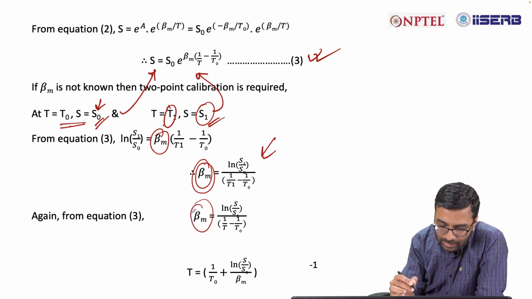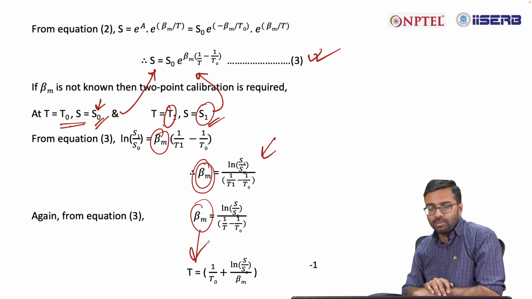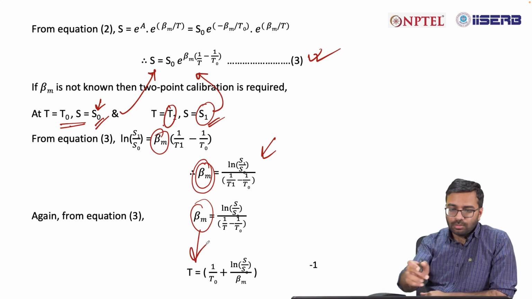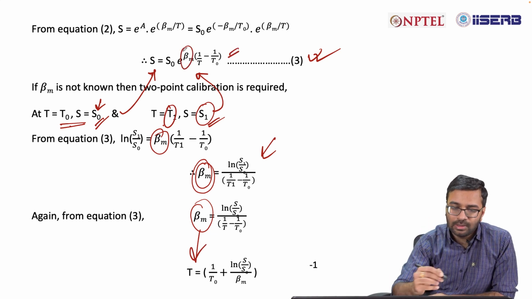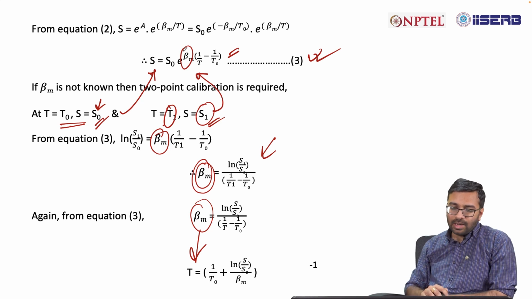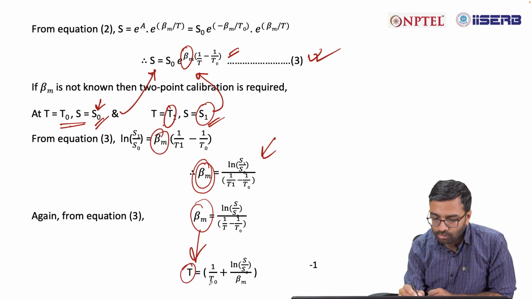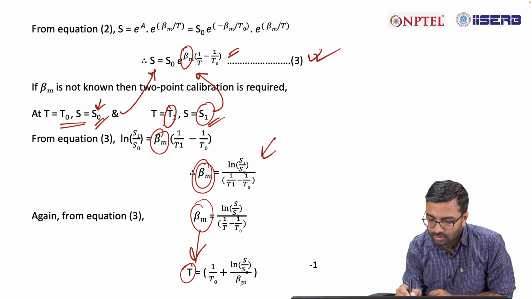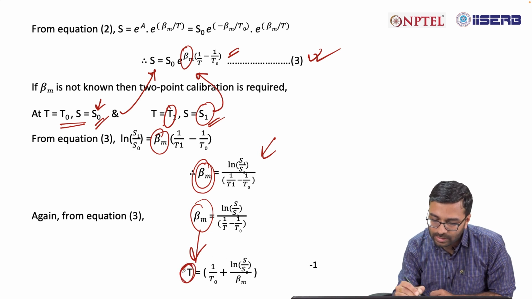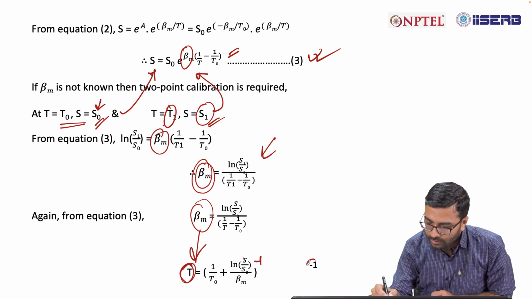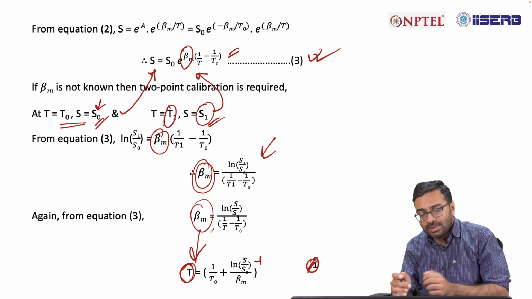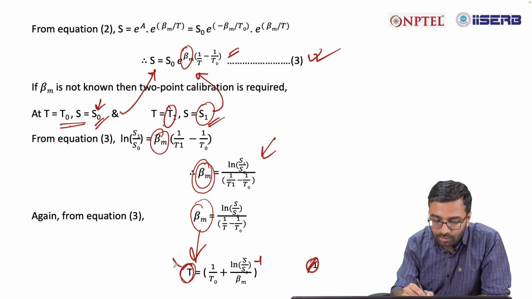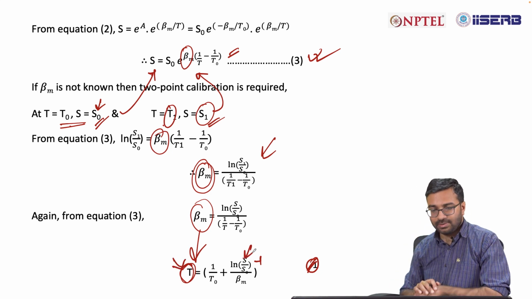Put this value of beta m into equation 3 again here, and then you will find the value of T is nothing but 1 by T0 plus ln S by S0 into beta m. So here also it should be to the power minus 1, okay. So if you do these rearrangements, then you will find the relation between T and S.